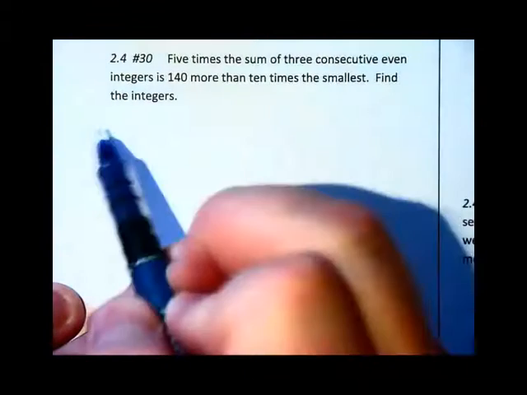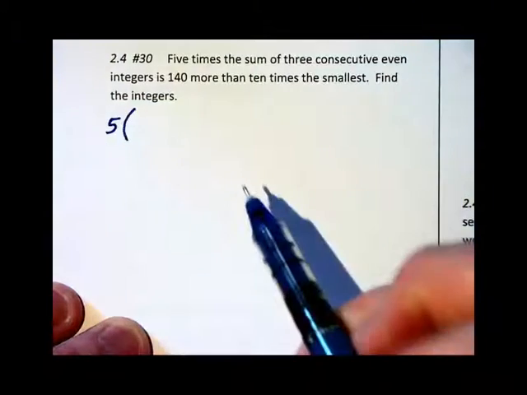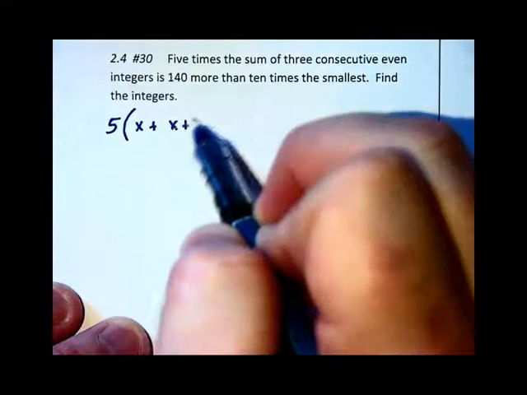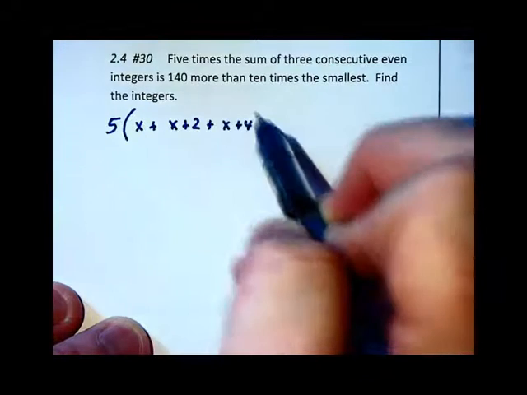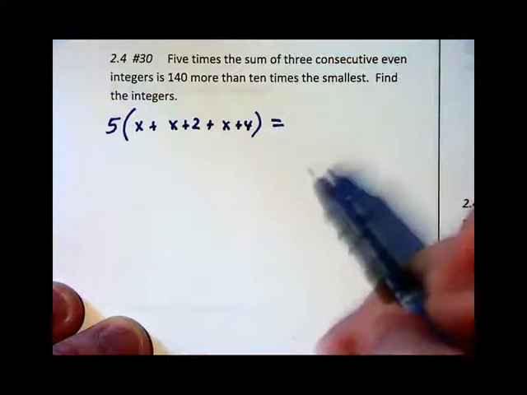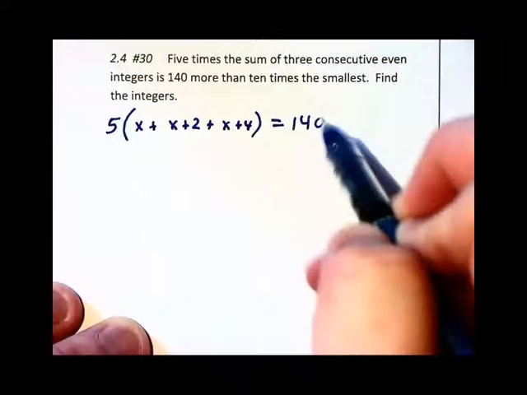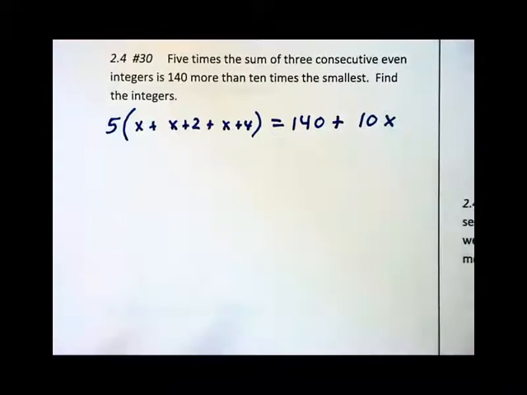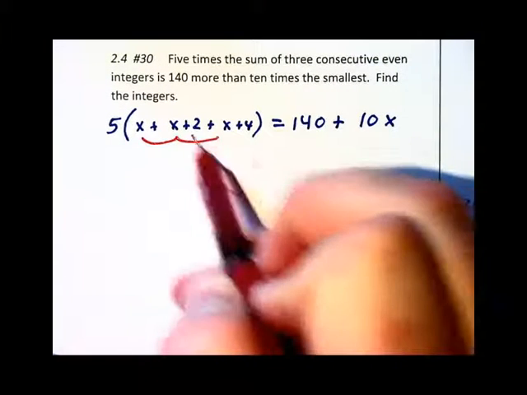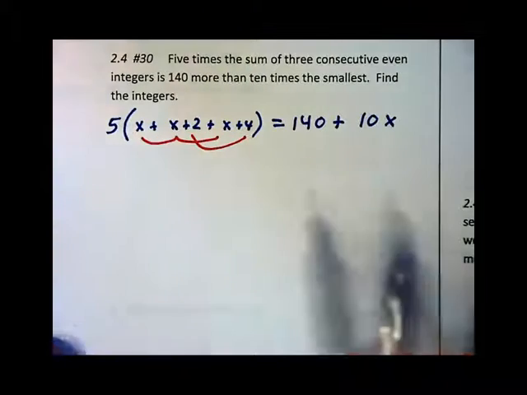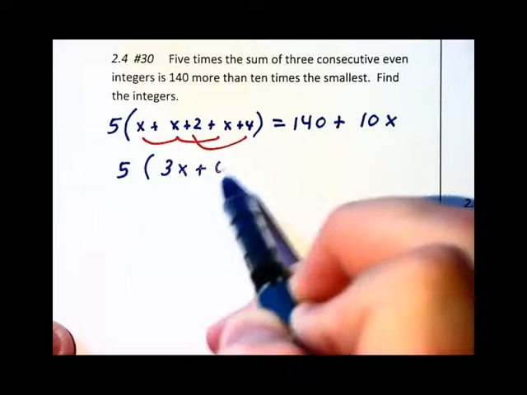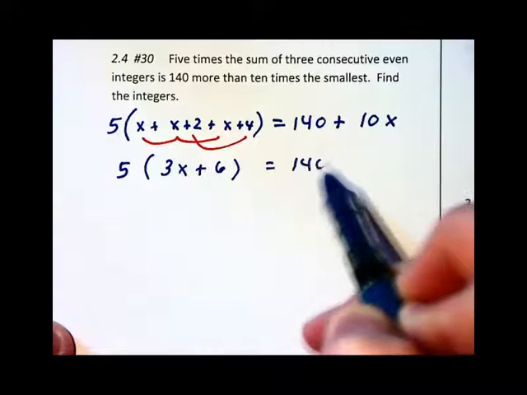5 times the sum of 3 consecutive even integers. That's x plus 2 plus x plus 4 is 140 more than 140 plus 10 times the smallest. That's 10x. Within my first parentheses here, I've got a couple sets of like terms to combine together. So we've got 5 times 3x plus 6 equals 140 plus 10x.